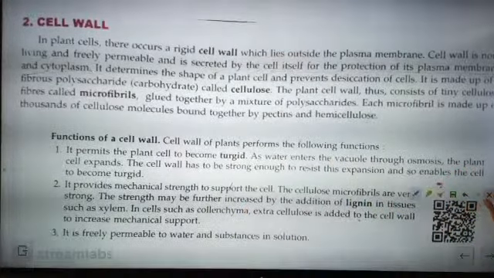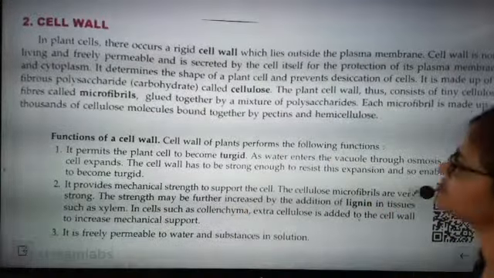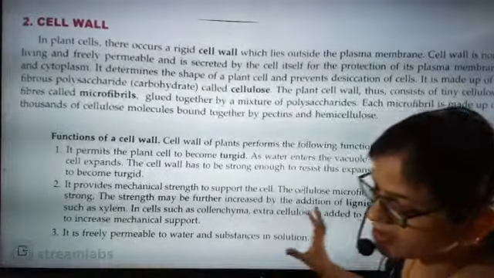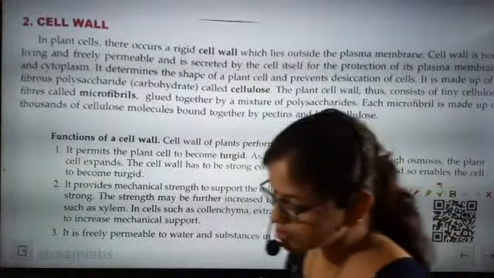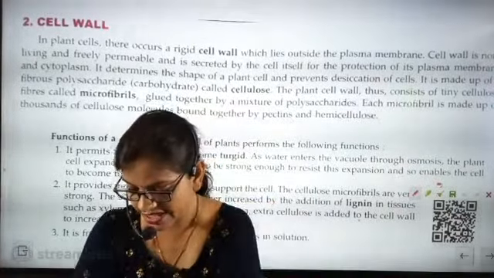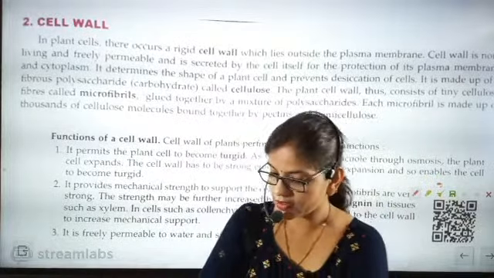I hope my children might have understood this point. Understood, children? Tell me fast. Understood, beta? Understood this part? Tell me. Understood or not? Understood this section? Till now, whatever points we have discussed, understood or not, beta?